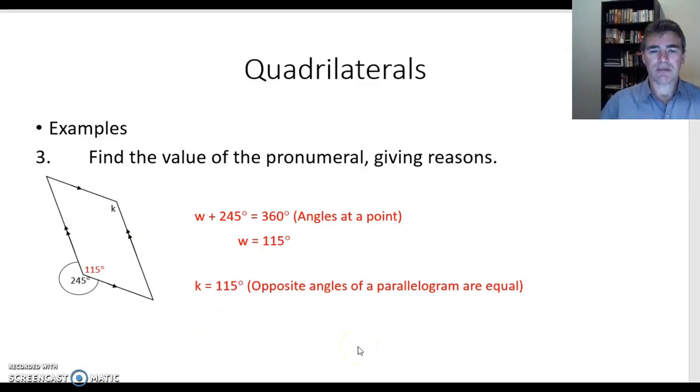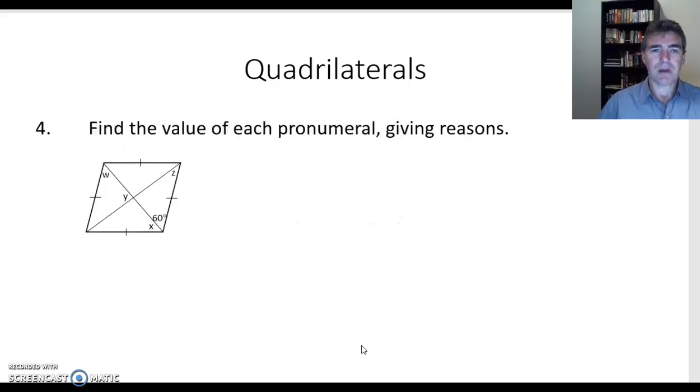So let's move on to another example that's going to look a little bit more complicated. We want to find 4 pronumerals this time: x, z, y, and w. Does it matter which order we find them in? Well, no, but we try and look for some easy ones first.